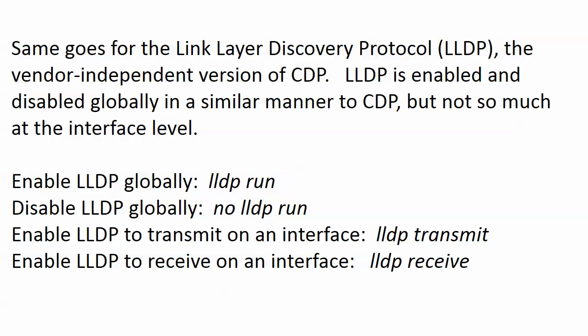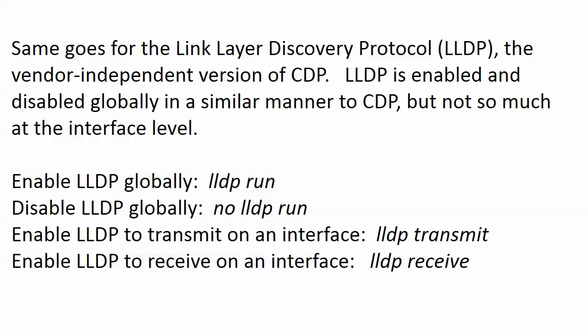Now, the same goes for the Link Layer Discovery Protocol, LLDP. And this is the vendor-independent version of CDP. The output is not exactly the same, but it's the same process, really. It's the same kind of information. And LLDP is enabled and disabled globally in a similar manner to CDP, but not so much at the interface level. So you want to watch these. Enabling and disabling LLDP globally, just use LLDP run or no LLDP run. You can enable LLDP to transmit on an interface with LLDP transmit, or to receive on an interface with LLDP receive.